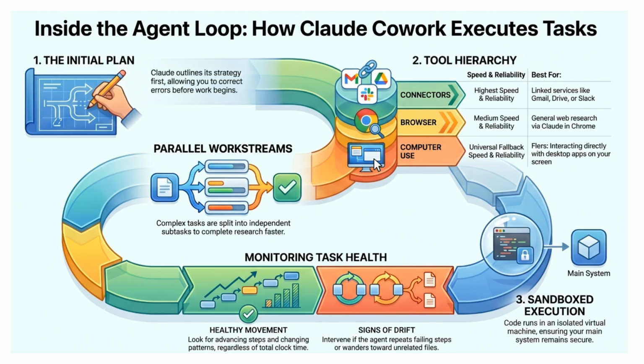Connect at least one service, Gmail, Google Drive, or Slack, to Cowork before your next task. Every connector you add moves work out of the slow lane into the fast one.